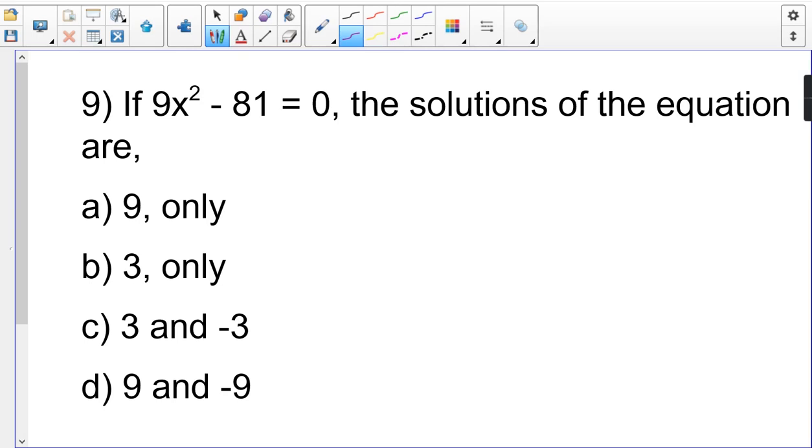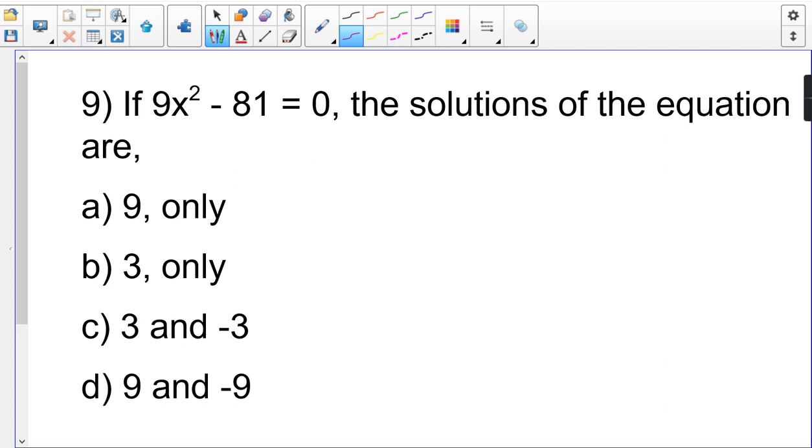Question 9. If 9x squared minus 81 equals 0, the solutions of the equation are: A, 9 only; B, 3 only; C, 3 and negative 3; or D, 9 and negative 9.